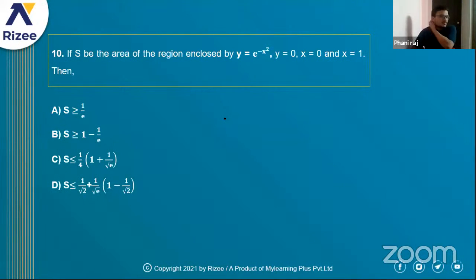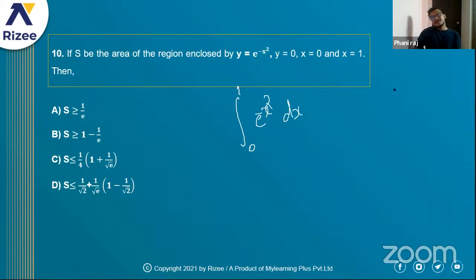This is one of the most thought-provoking questions that has ever been asked in the JEE exam. No question has been this thought-provoking. Everything has been like rudimentary formula applications and stuff. This is the only question where you have to use a lot of your brain. We'll see that. So the question is simple: integral 0 to 1 e power minus x square dx.